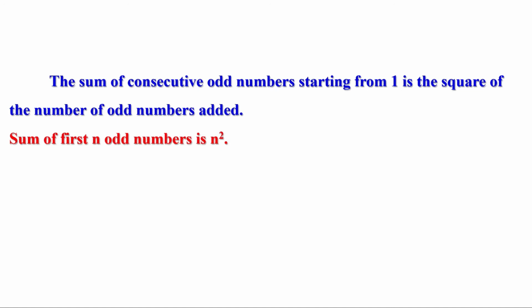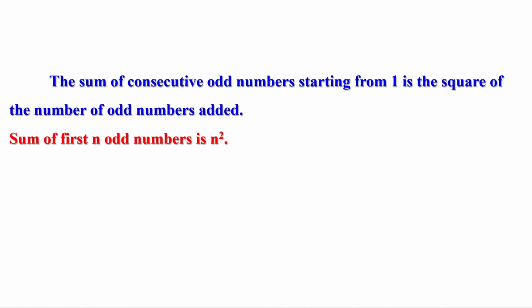Remember once again, here the number of odd numbers is n. N is not the last term. When we take 10 odd numbers, the 10th odd number is 19. It is 1 less than 10th even number, because we know in between there are even numbers also.